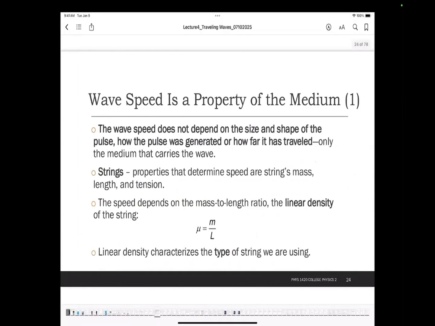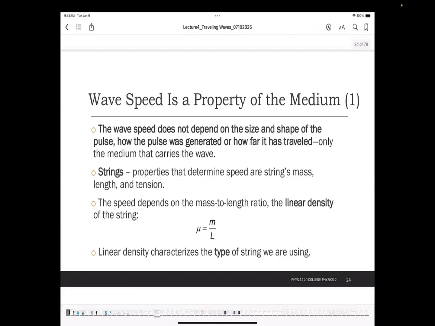Okay, let's talk about wave speed. We just mentioned that after the wave is generated, the wave speed is determined by the medium. The wave speed does not depend on the size and shape of the pulse, how the pulse was generated, or how far it has traveled. Only the medium that carries the wave matters. Sometimes it may be a little confusing to understand, but think about the wave and the medium.